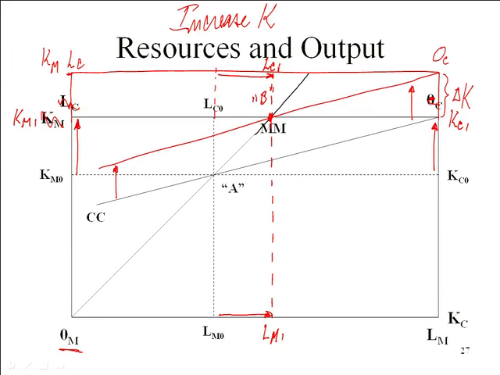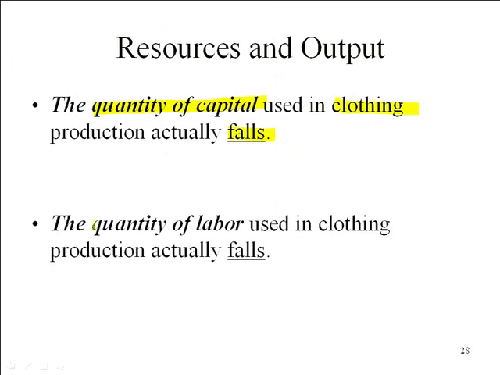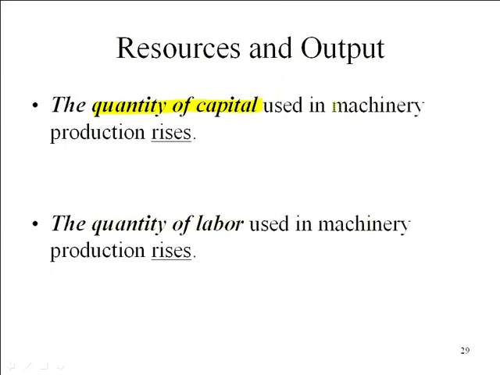Okay? So, just to highlight, the quantity of capital in the clothing industry falls. Quantity of labor in clothing falls. So the clothing industry actually has fewer resources, which of course also means that it has less output. The amount of capital in the machinery industry rises, and the amount of labor in machinery rises. So notice that the amount of machinery output will rise more than proportionally to the increase in capital.